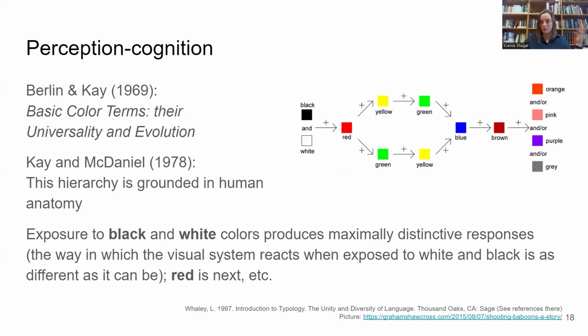10 years after this first study appeared, there was another study by Kay and McDaniel that showed that this hierarchy is actually grounded in human anatomy. So it's about how our visual system works. So when you expose a person to black and white colors, exposure produces maximally distinctive responses. The response is as different as it can be when you're exposed to black and white, and then red is next in this respect, and so on. So actually, it follows this hierarchy quite neatly.